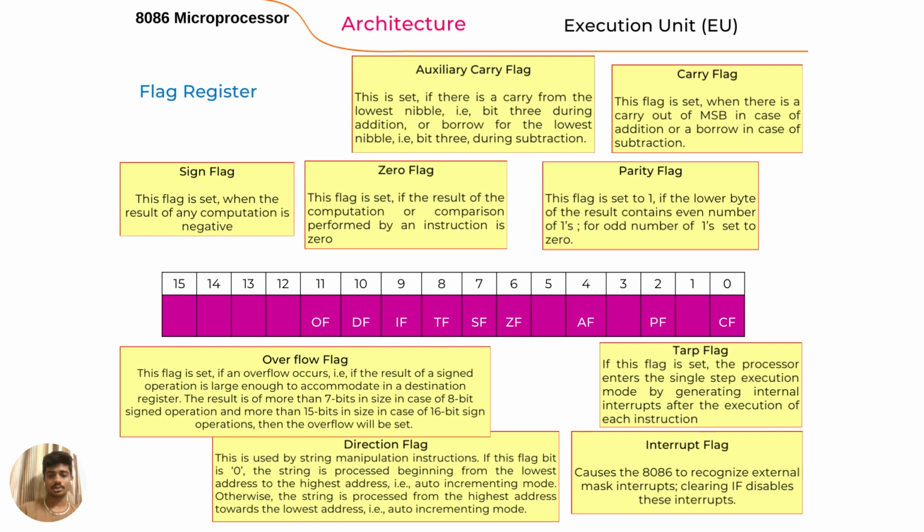Trap flag. Trap flag is used when the processor enters the single step execution mode by generating internal interrupts after the execution of each instruction. Overflow flag. This flag is set when overflow occurs. Direction flag. This is used by string manipulation. If the flag is set to 0, that means the string will go from lowest to highest address.